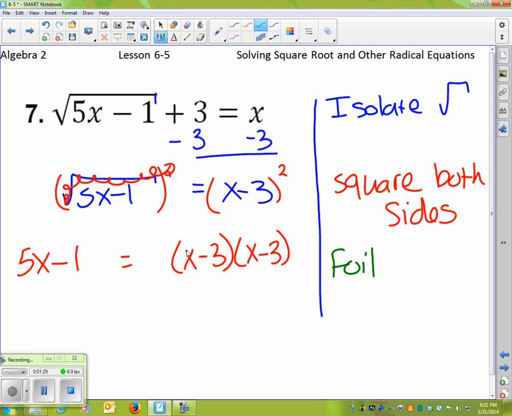After you FOIL, you get x squared. There's minus 3x and minus 3x, which is minus 6x. And negative 3 times negative 3 is positive 9. If you simply square the x and the 3, you miss out on that middle term. So you have to FOIL the binomial.